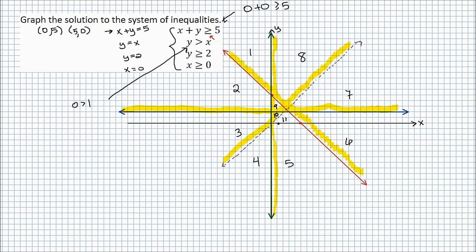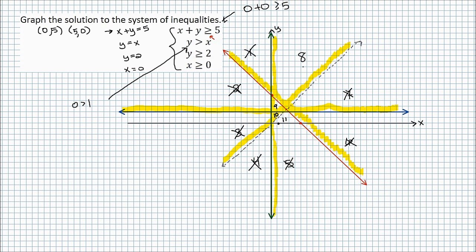Notice the green line here doesn't have shading facing it, so that's out of the running. Area 2, the red line doesn't have any shading facing it, so that's out of the running. Area 3, same thing. The blue line doesn't have any shading into it, so that's out of the running. Area 4 doesn't have any shading from the gray line, so that's out of the running. Area 5 doesn't have any shading from the red line, so that's out of it. Area 6 doesn't have any shading from the blue line, so that's out of it. Area 7 doesn't have any shading from the gray line, so that's out of it.